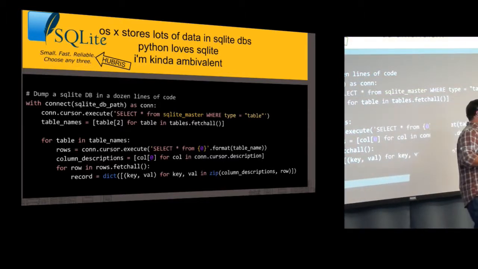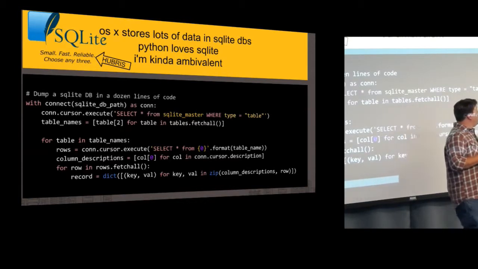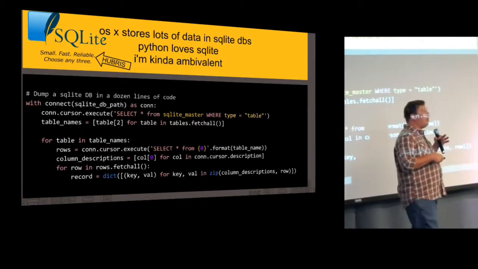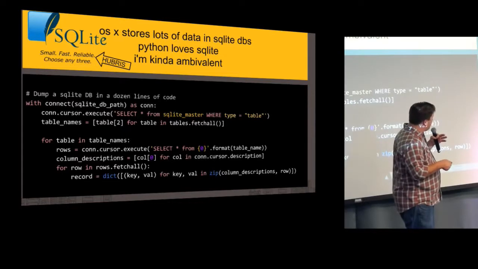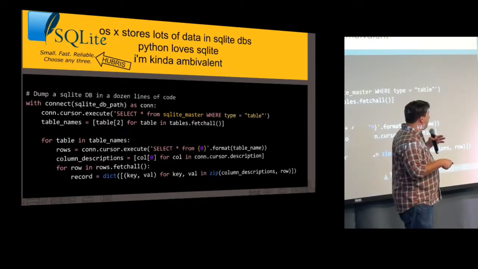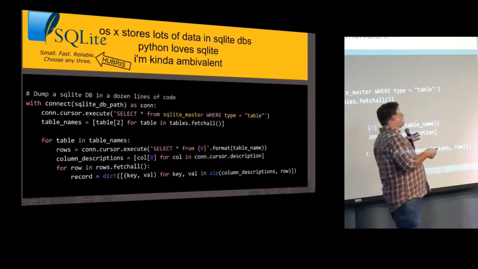But Python loves it. This is real Python code, more or less stolen from OS X Collector, that dumps a SQLite table and all the data in the table as key value pairs. It's not that hard. Select everything from the thing, list the tables, select everything from each table, and dump everything into a dictionary. So it's pretty easy to deal with.